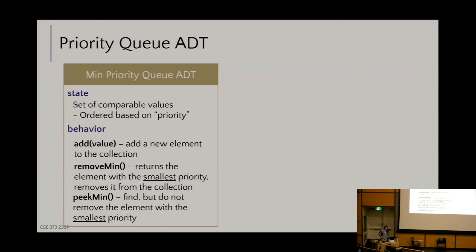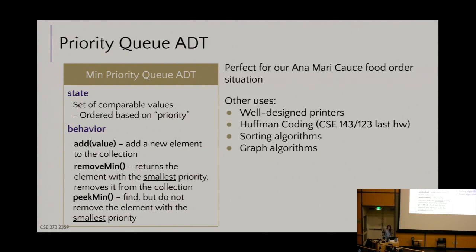So, meet the minimum priority queue ADT. It is a set of values that all implement the comparable interface. That is the requirement. And they are ordered based on, quote, priority. And priority is based on the results of the compareTo method. So in a minimum priority queue, if they were all int values, they would be ordered in ascending order, with the smallest value at the front of the queue. They have the same type of queue functionality. You've got to be able to add something to the queue, you have to be able to remove min, and you have to be able to peek min. Great. Perfect for our situation.